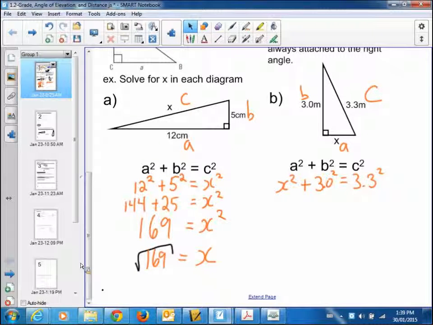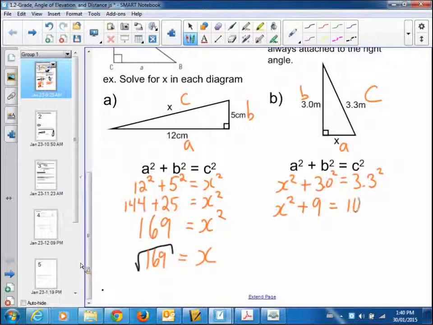X squared is going to be x squared, but I've got to figure out some other stuff. I'll do it with you real quick. 3 squared is going to be 9. 3.3 squared is, what was that? 10.89, I heard you say?